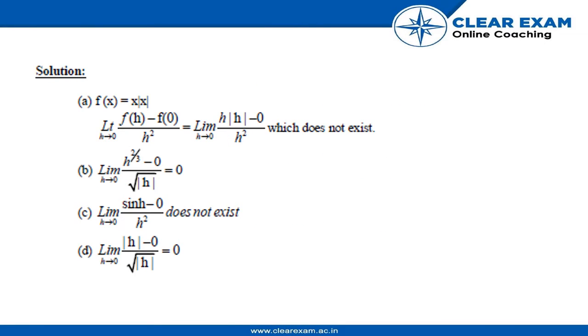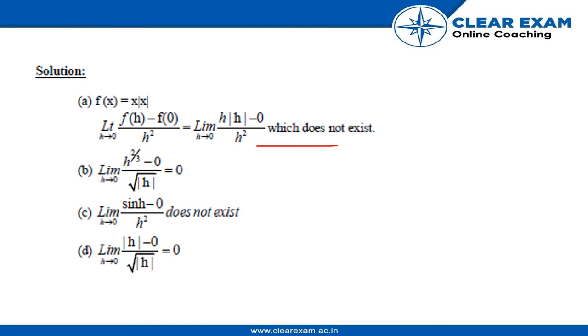Solution. A part: f of x equals x into mod of x. The limit as h tends to 0 of (f(h) minus f(0)) upon h square, which is equal to the limit as h tends to 0 of (h into mod of h minus 0) upon h square, which does not exist.